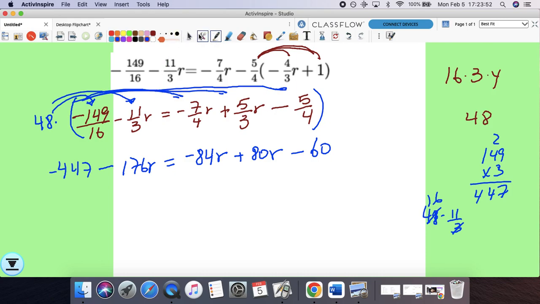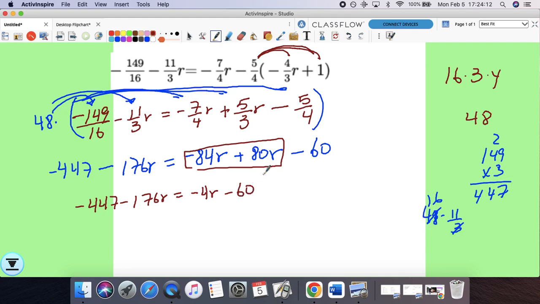Now, let's combine like terms, and this is maybe something that you haven't done. On the left side, I can't combine those two because they're different. One has a variable of r, and the other one is just a constant, so I can't combine these two. On the right side, I can combine these two. I get negative 4r minus 60. Notice that we have variables on the left side and variables on the right side.